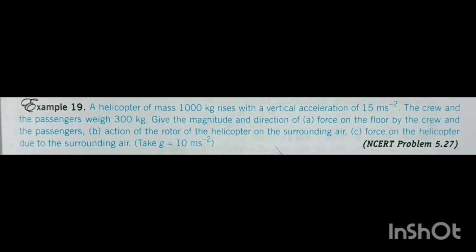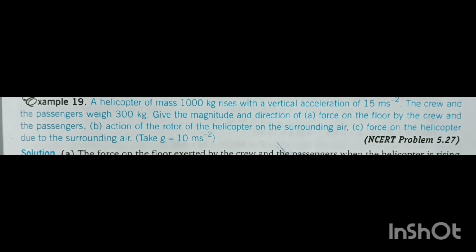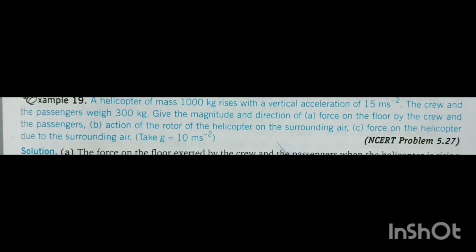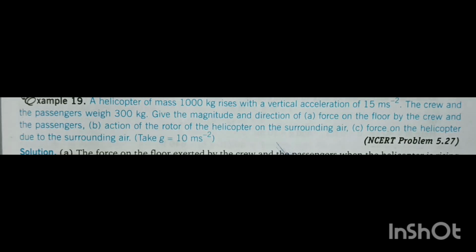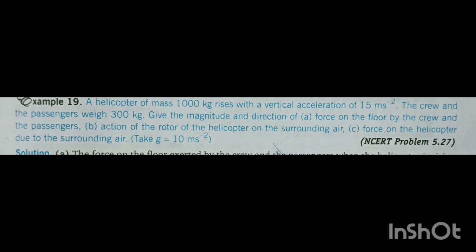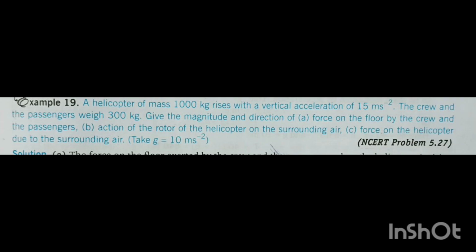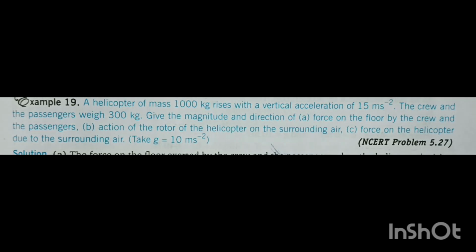A helicopter of mass 1000 kg rises with a vertical acceleration of 15 meter per second square. The crew and the passengers weigh 300 kg. Give the magnitude and direction of force on the floor by the crew and the passengers, action of rotor on the helicopter on the surrounding air, force on the helicopter due to surrounding air.